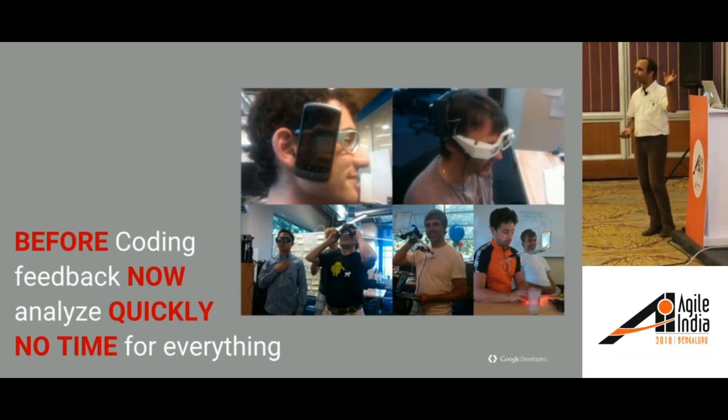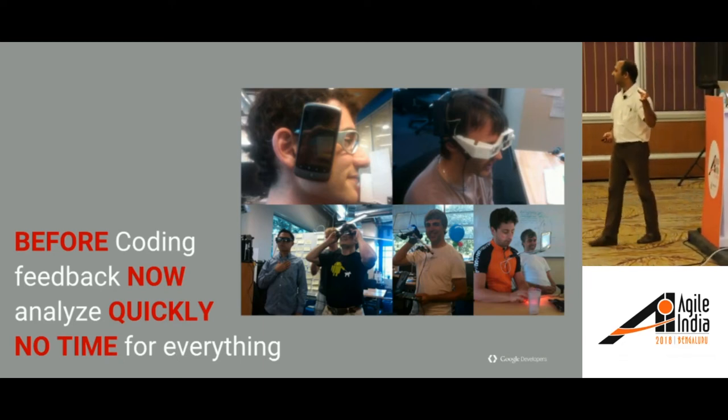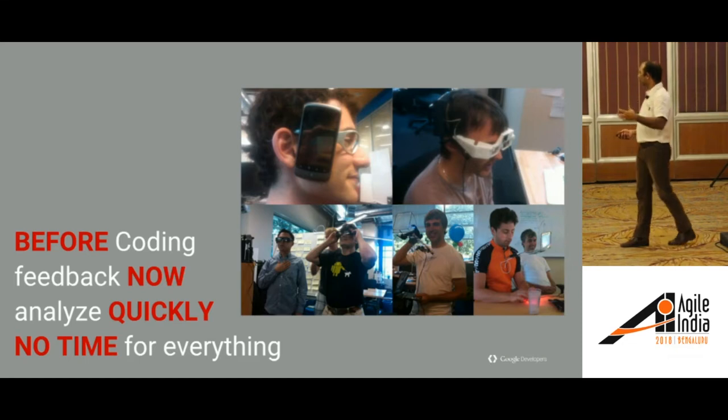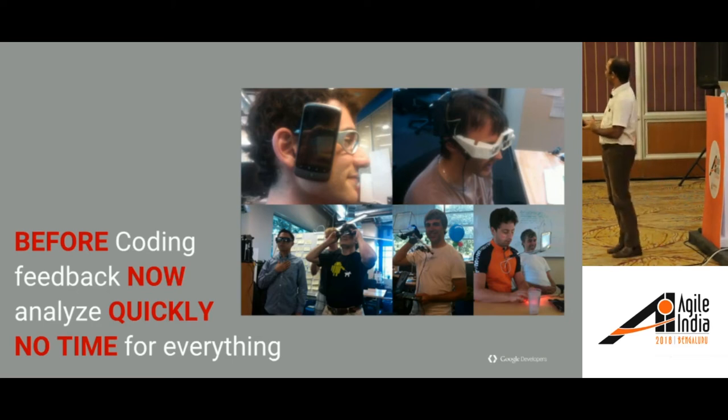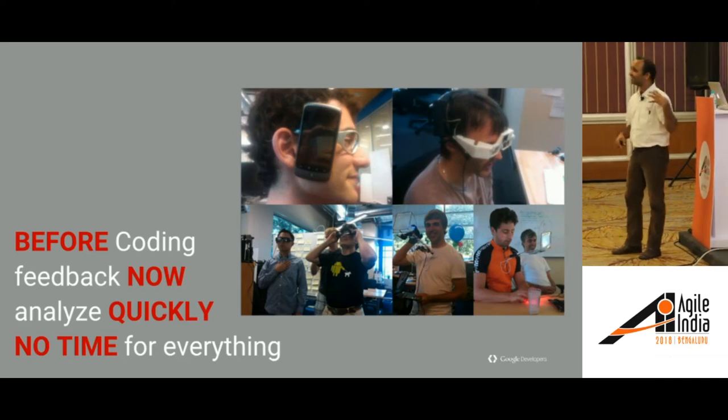So this is an example of how we do a validation of ideas. This is a Google Glass. All of you, at least hopefully, have heard about that product. A really great product, but it didn't do that well in terms of what was intended. But how do we start validating that?